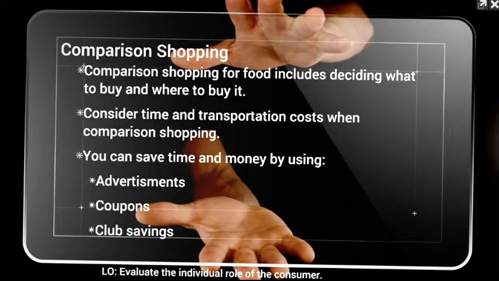Comparison shopping. Comparison shopping for food includes deciding what to buy and where to buy it. Consider time and transportation cost when comparison shopping. You can save time and money by using advertisements, coupons, and club savings.